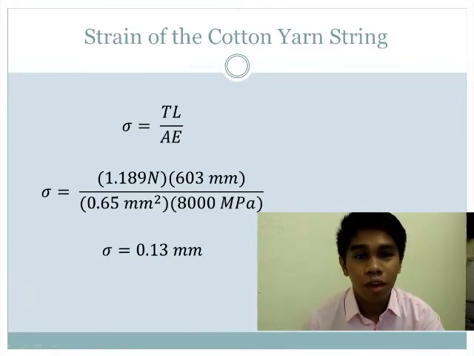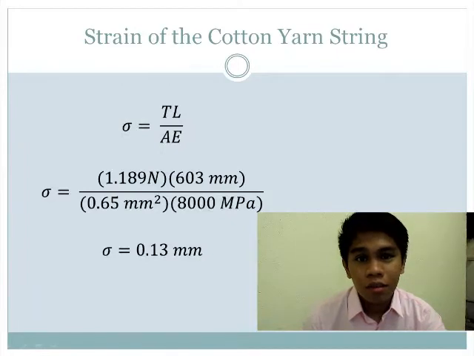Again, it's pretty much straightforward. Substituting the values, we get the formula for strain as 1.1189 newtons times 603 millimeters over 0.65 millimeters squared times 8,000 megapascals. Plugging it into the calculator and solving it, we will get an elongation of 0.13 millimeters.